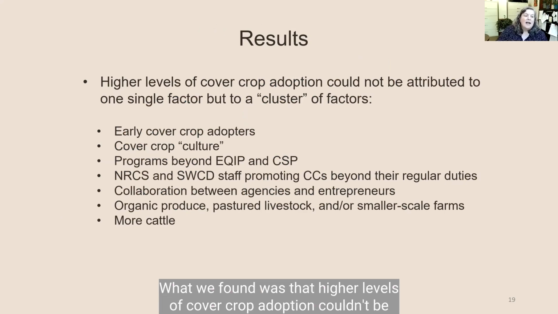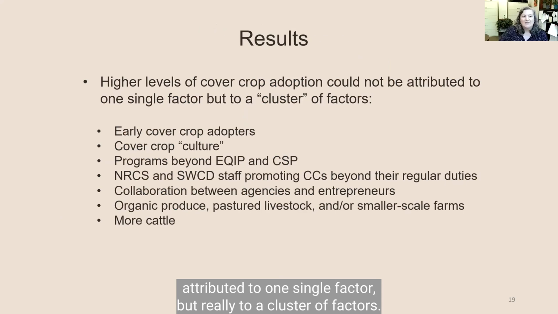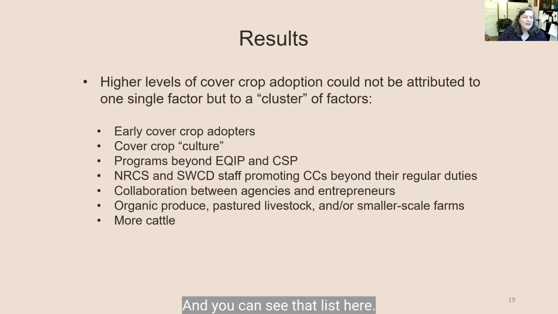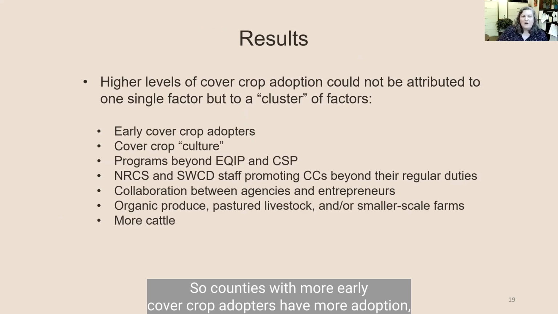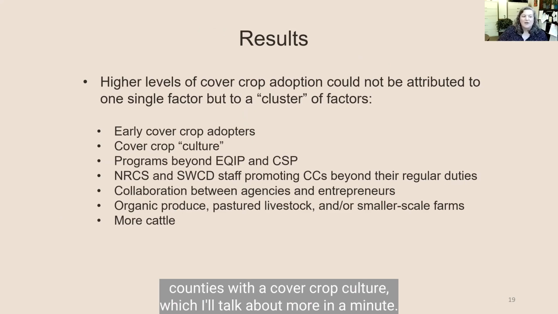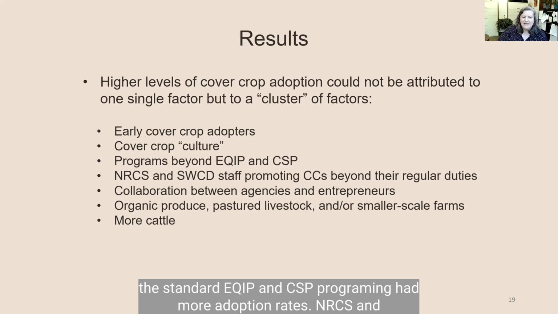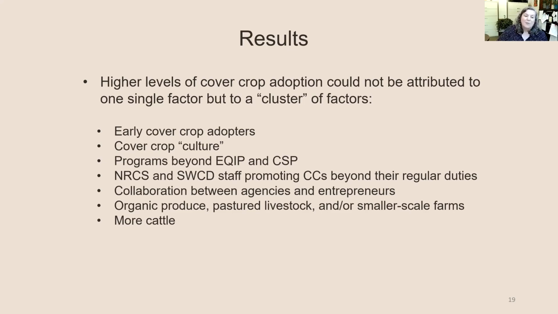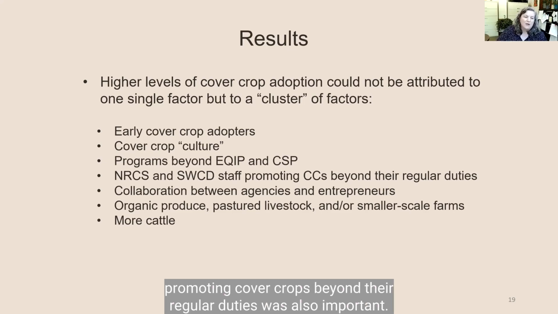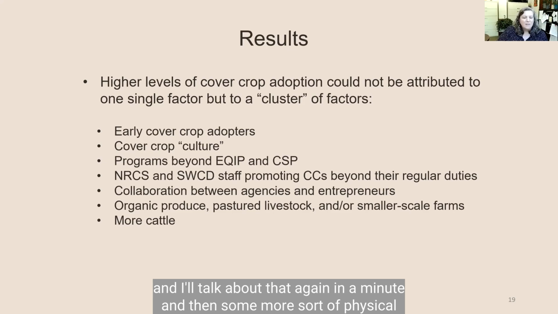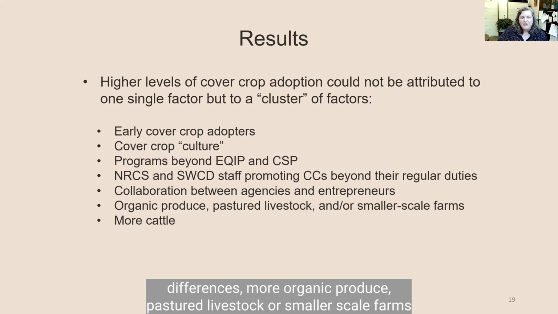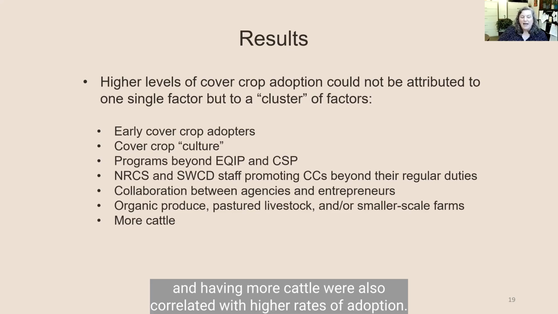What we found was that higher levels of cover crop adoption couldn't be attributed to one single factor, but really to a cluster of factors. And you can see that list here. So counties with more early cover crop adopters have more adoption. Counties with a cover crop culture, which I'll talk about more in a minute. Counties with programs beyond just the standard EQIP and CSP programming had more adoption rates. NRCS and Soil and Water Conservation District staff promoting cover crops beyond their regular duties was also important. Collaboration between agencies and entrepreneurs was important, and I'll talk about that again in a minute. And then some more sort of physical differences, more organic produce, pastured livestock, or smaller scale farms, and having more cattle were also correlated with higher rates of adoption.